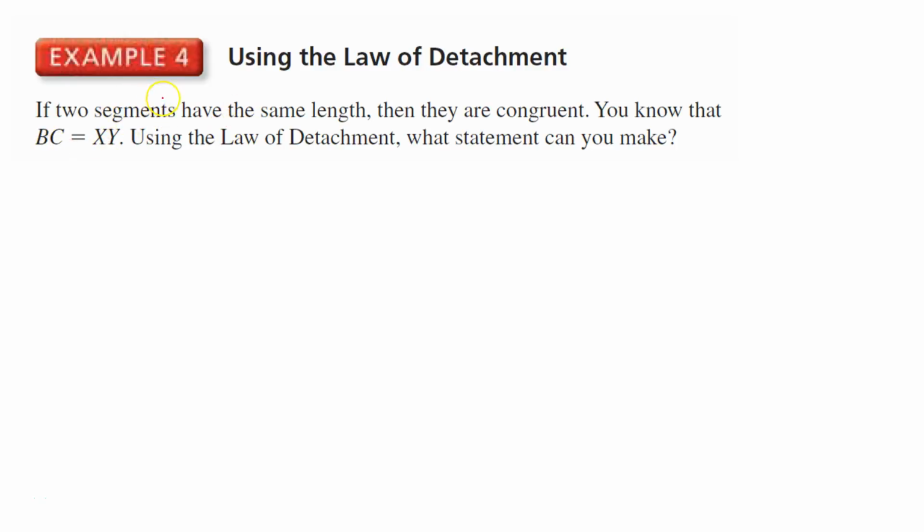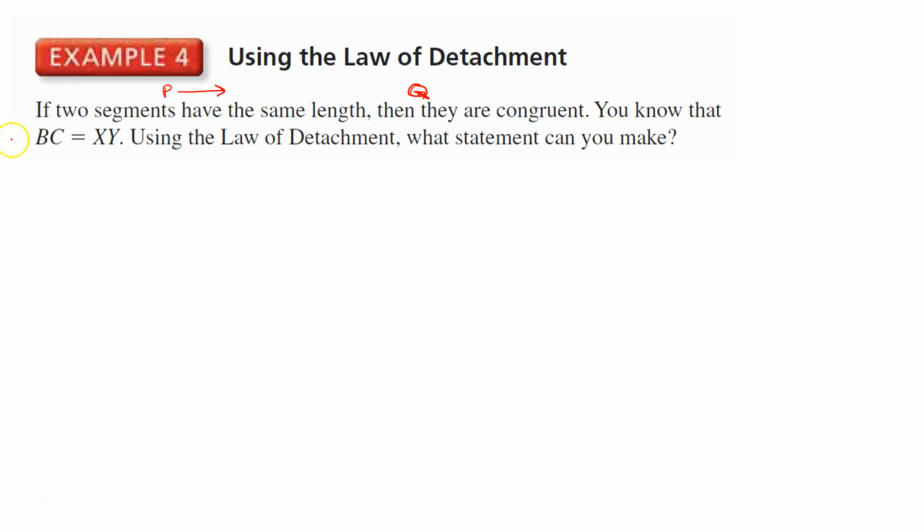So here is my P implies Q. If P, then Q. If 2 segments have the same length, then they are congruent.